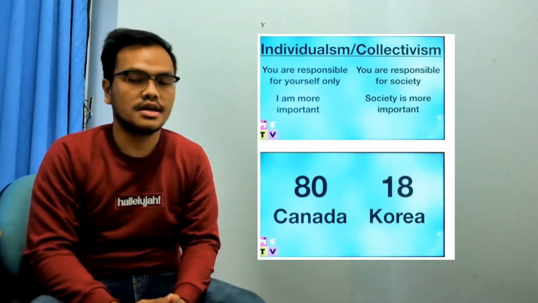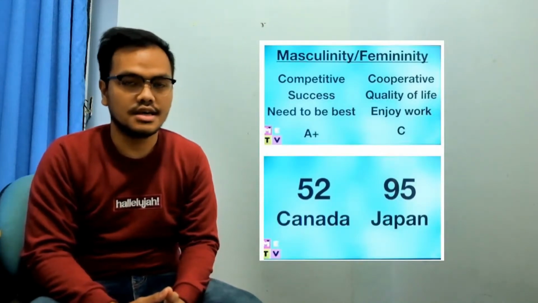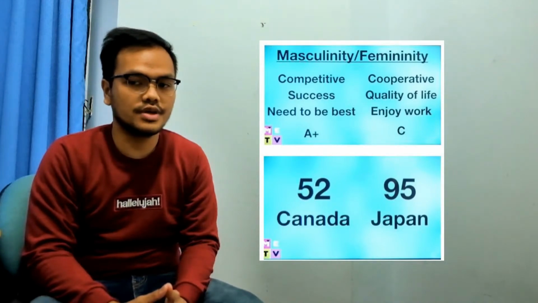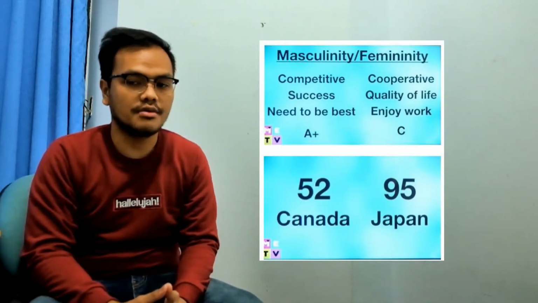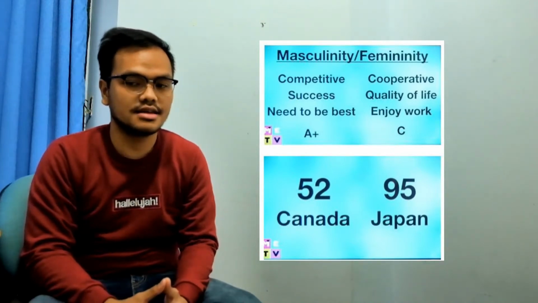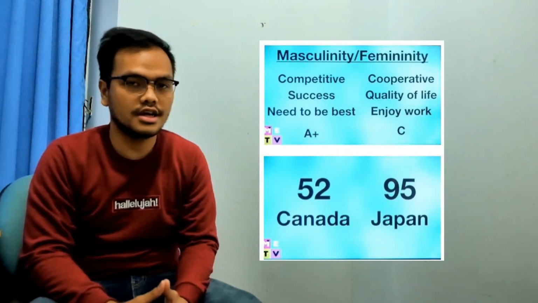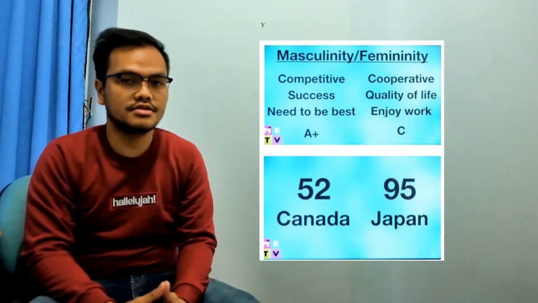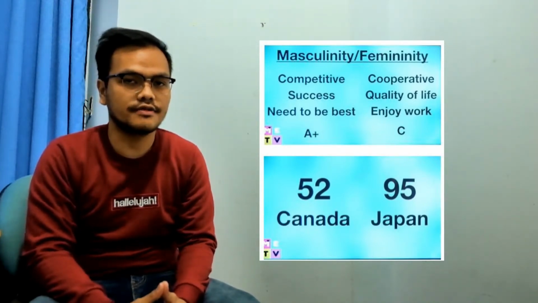The third dimension is masculinity versus femininity. It refers to the values between men and women. Men are more related to competitive, success and need to do the best. And femininity is related to cooperative, quality of life and enjoy work. Japan scores 95 and Canada scores 52.